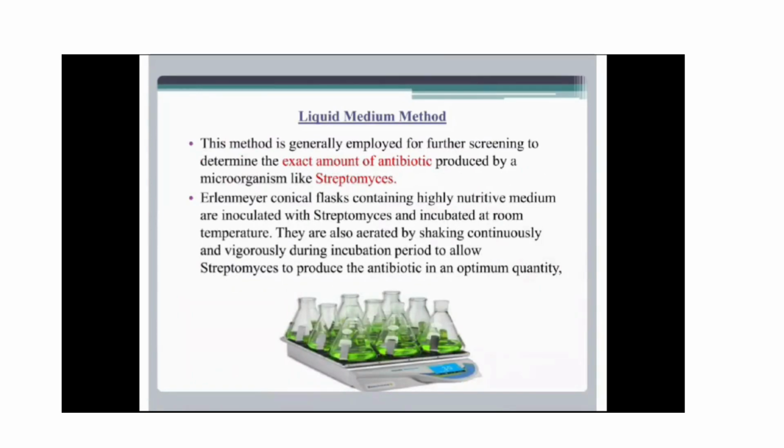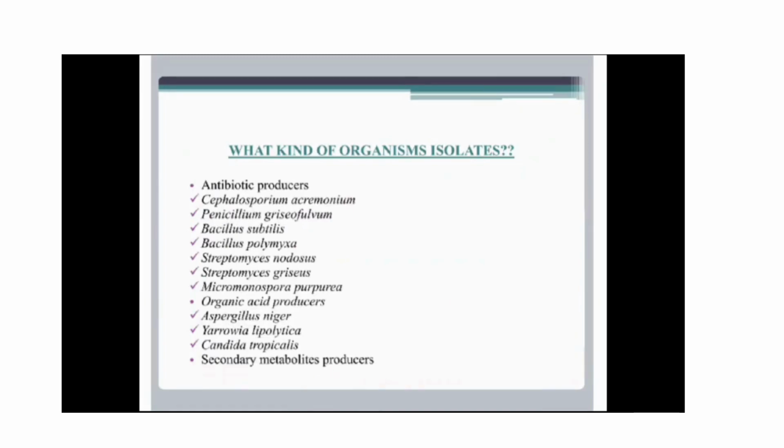This method is generally employed for the further screening to determine the exact amount of antibiotic produced by organisms like Streptomyces. This is also aerated by shaking continuously and vigorously during the incubation period. What kind of organisms are isolated during this secondary screening? Antibiotic producers: Cephalosporium acremonium, Penicillium chrysogenum, Bacillus subtilis, Streptomyces griseus, Aspergillus niger, Candida tropicalis, secondary metabolite producers.